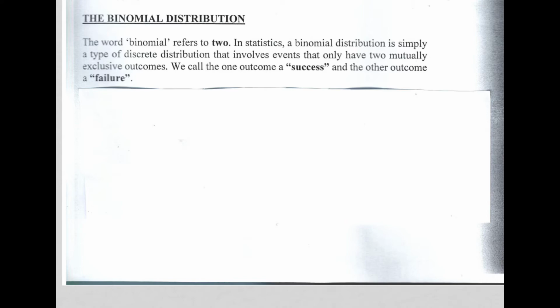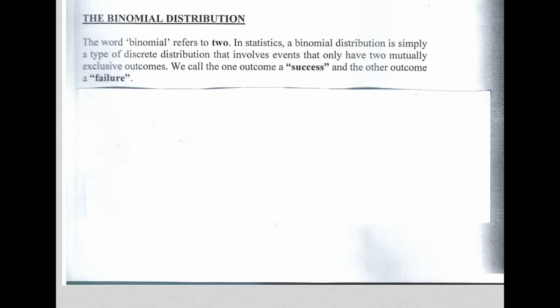In stats, binomial distribution is simply a discrete distribution that involves events that only have 2 mutually exclusive outcomes. Remember what mutually exclusive means? It means that it's either one or the other. Of these 2 outcomes, one is going to be a success and the other is going to be a failure. It doesn't mean that it failed as such, but if we're looking, for example, at the probability of throwing heads when we toss a coin, then heads would be a success and tails would be a failure, because we're looking for the probability of throwing heads, not of throwing a tail.